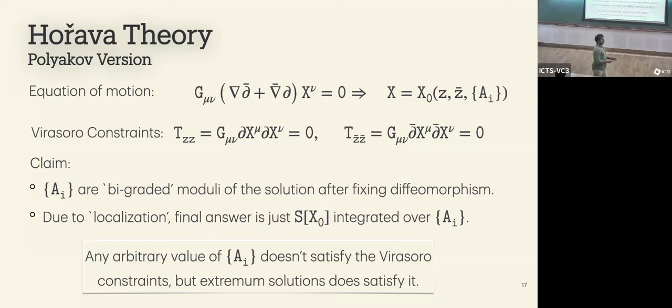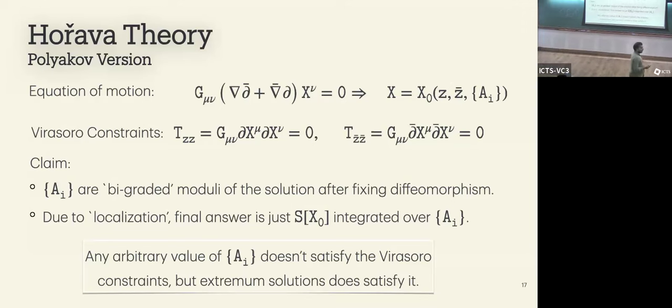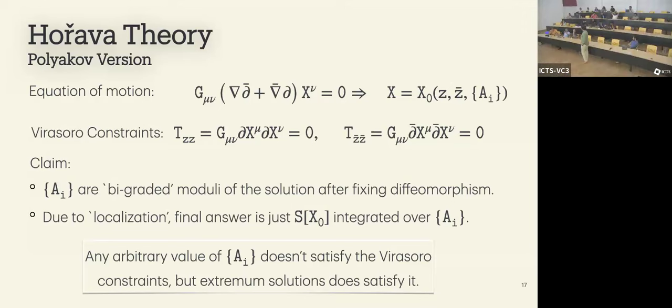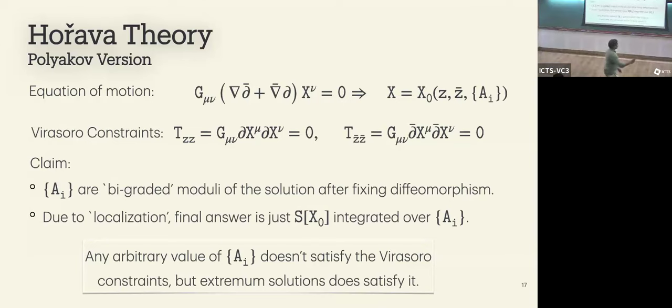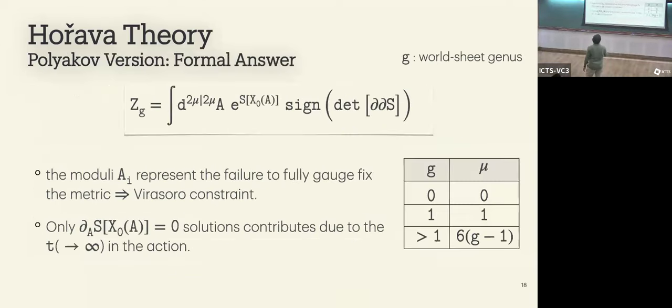Okay. So, sorry, you're saying that the integral over the A_Is will localize to the Hořava constraint satisfying solutions? I will explain why that happens. It's through Morse function integrals. I'll explain exactly one example where you can see this. Okay, that will be useful.